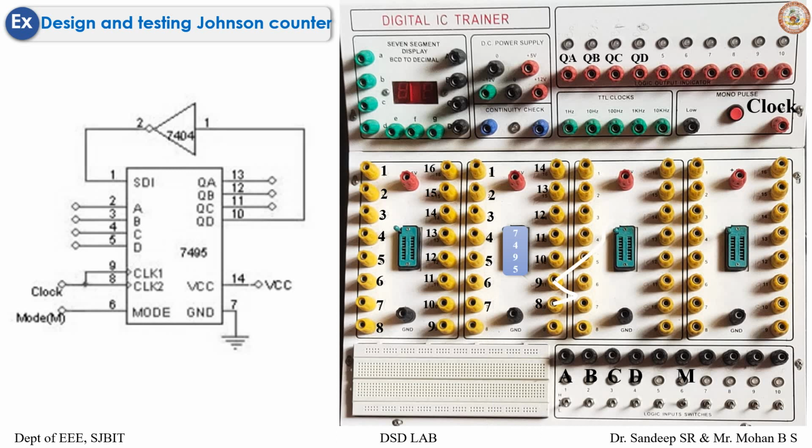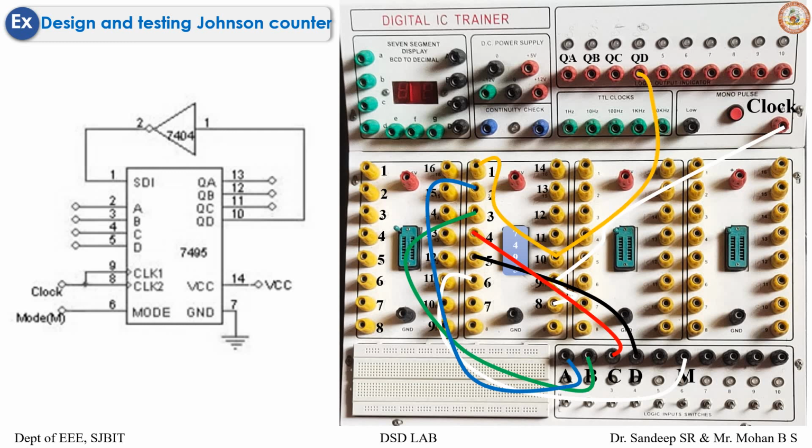So 8 and 9 been short circuited, connected to clock. Pin number 6 is connected to mode, that is your input. D, C, B, A are connected respectively to pin number 5, 4, 3 and 2. Pin number 10 has to go to the output QD as well as through the NOT gate. So pin number 10 has been connected directly to 1 here. That was for ring counter. So we'll change that shortly.